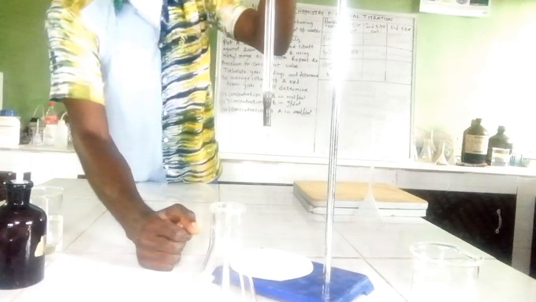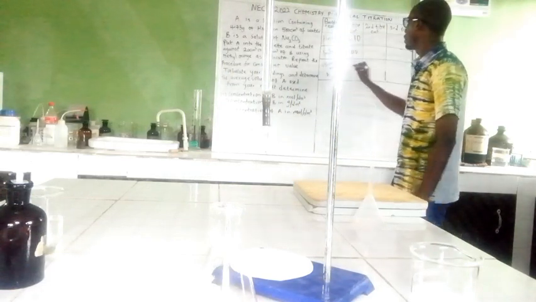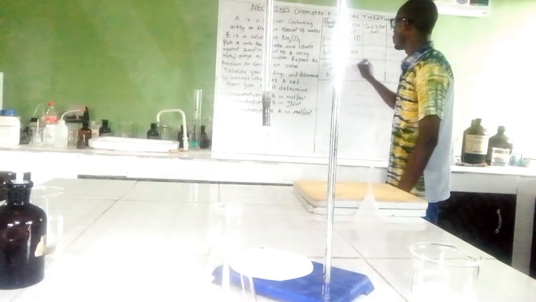And what I have here is 13.1. So I'll record that my initial reading is 0.00. So I'm going to record 13.10 here. And make sure that all your burette readings are in 2 decimal places, so that when I subtract the initial from the final, I'm going to have 13.10 as well.